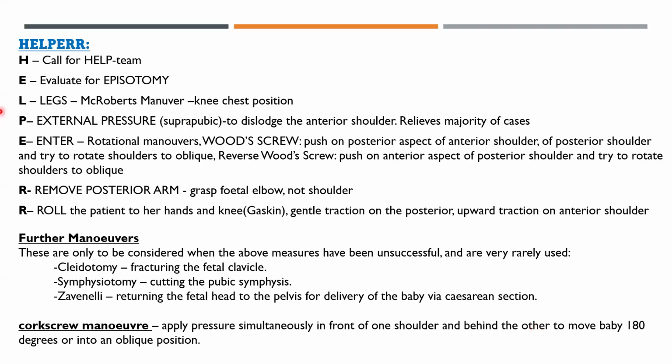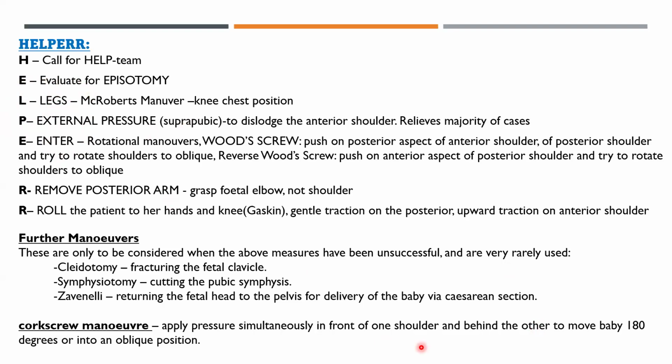Ideally, these two, in most cases, will solve the problem. So when you ask, the McRoberts position is basically asking the mom to bring the knees to the chest. When you do that, you sort of relax the pelvis area and it opens up the space. So it flattens the sacrum, and this can help to get the shoulder out.